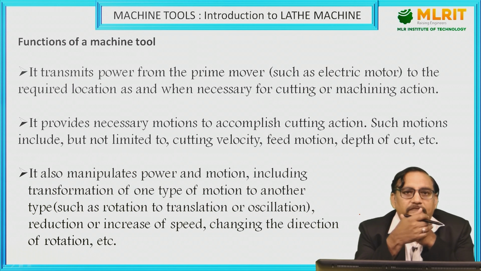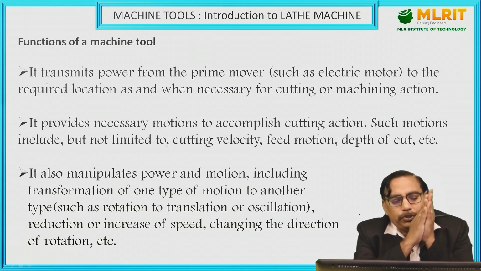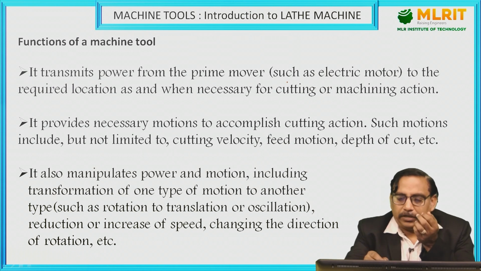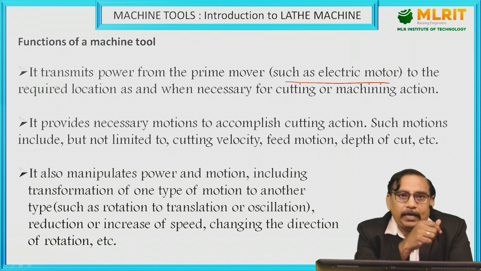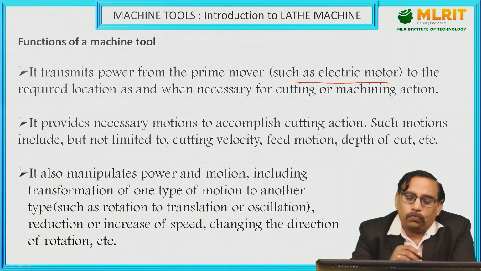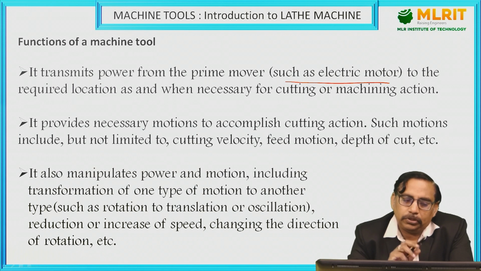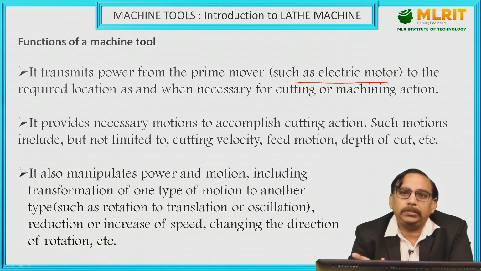So what are the functions of a machine tool? A machine tool should transmit power from the prime mover, such as an electric motor, that is the power source, to the required location, and when necessary for cutting or machining action. So for any machining operation, it should transmit power from the prime mover to the required location, that is maybe in the interaction of a tool with the workpiece.